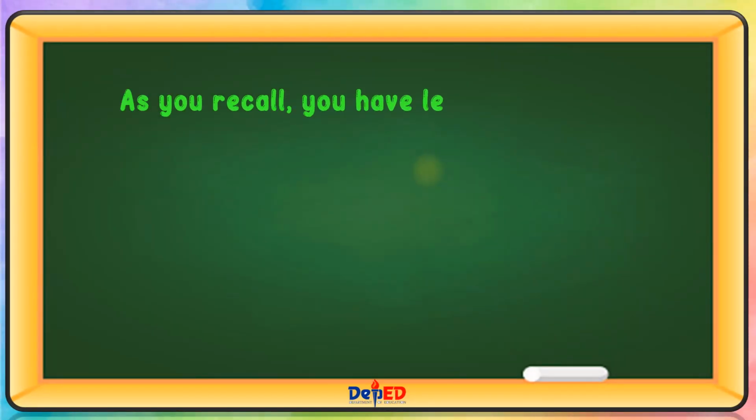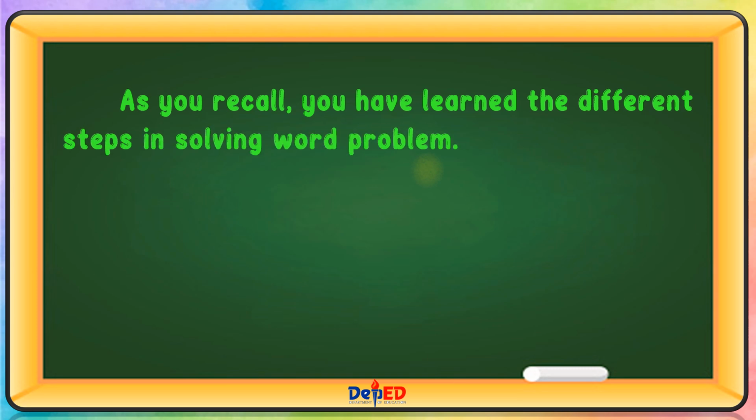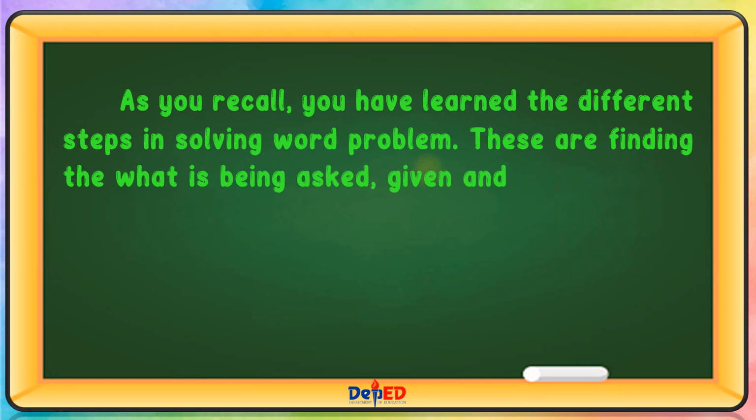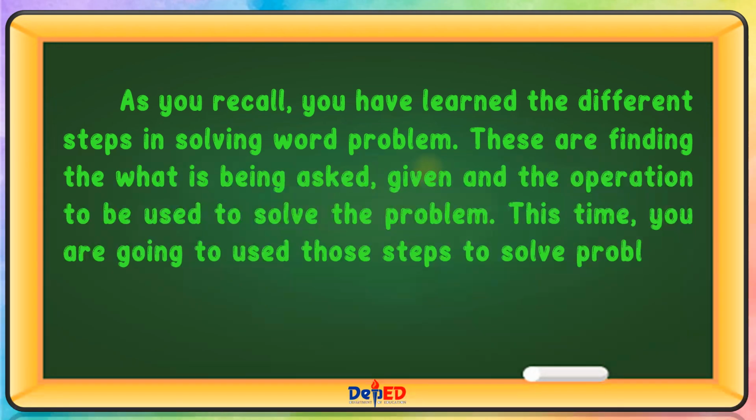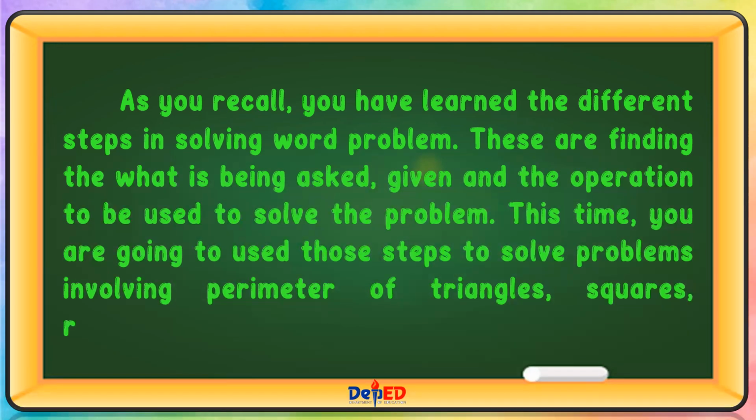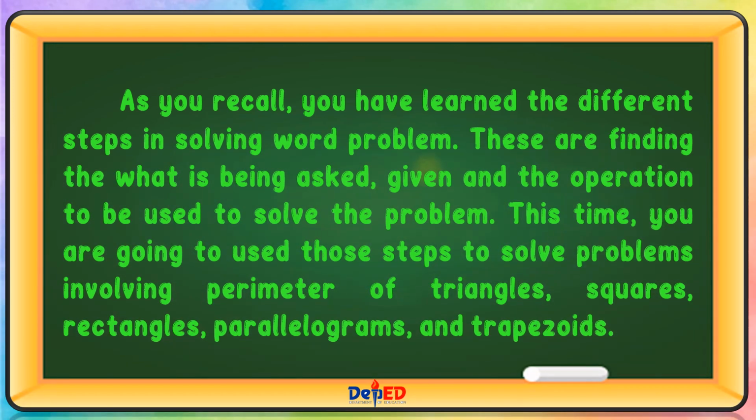As you recall, you have learned the different steps in solving word problems. These are finding what is being asked, the given, and the operation to be used to solve the problem. This time, you are going to use those steps to solve problems involving perimeter of triangles, squares, rectangles, parallelograms, and trapezoids.